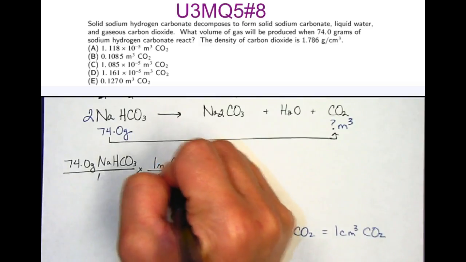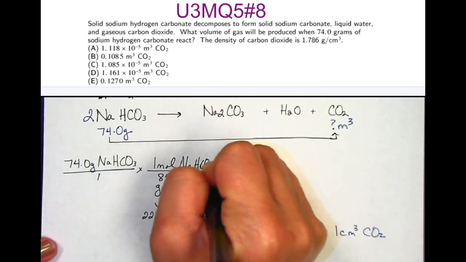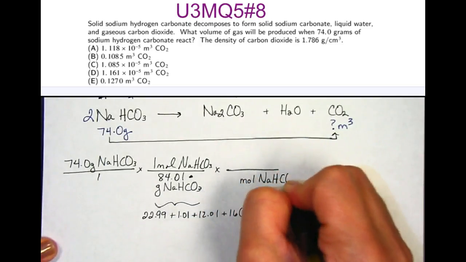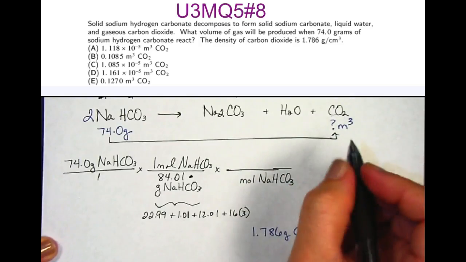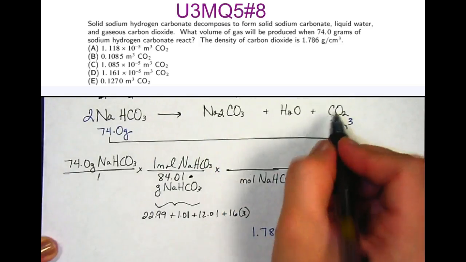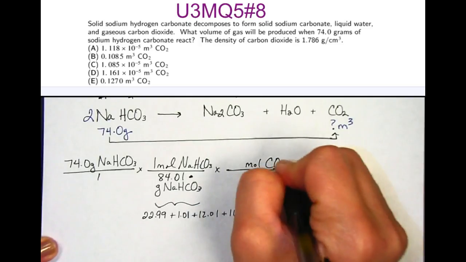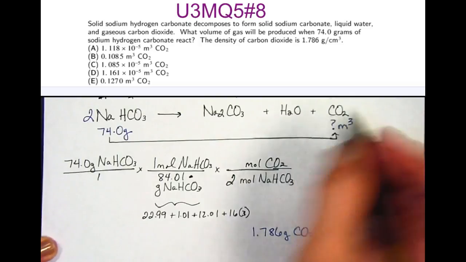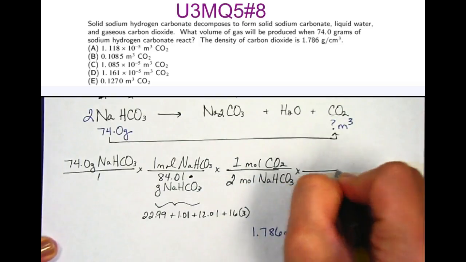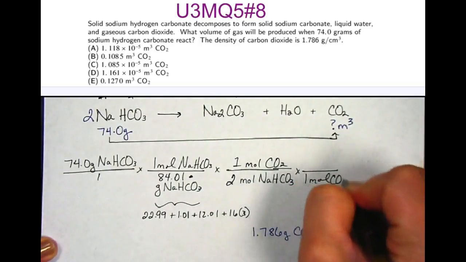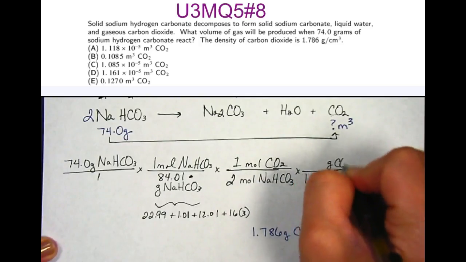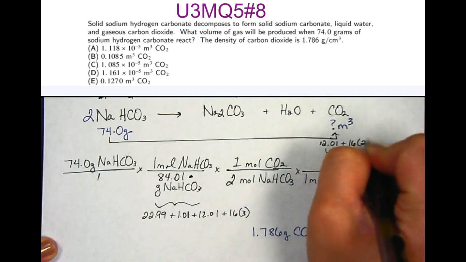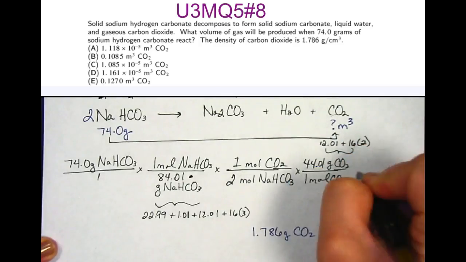This is equal to 1 mole of sodium hydrogen carbonate, and now we can bring down our moles of sodium bicarbonate and do our mole to mole ratio from sodium bicarbonate to carbon dioxide. There are 2 moles of sodium bicarbonate to 1 mole of carbon dioxide. Now we can go from moles of carbon dioxide to grams by going to the periodic table and adding up 12.01 plus 16 times 2, which is equal to 44.01 grams.